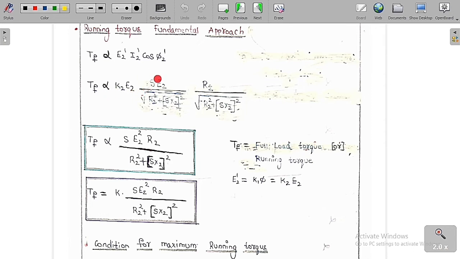Here I2 dash is what I have already told you in the running condition. So in the running condition, the current I2 dash is nothing but S into E2 by under root of R2 square plus (SX2) whole square.